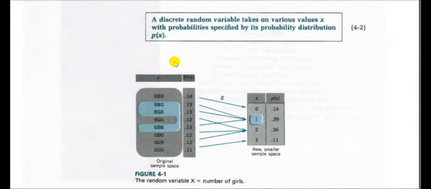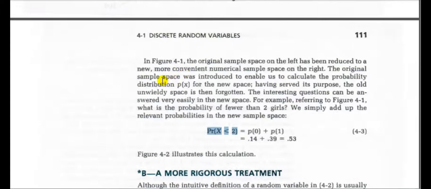So what is that? The probability that x is less than 2 is the probability that x equals 0 or 1. And what is that? 0.14 plus 0.39. And why do we add them? Because they're mutually exclusive, that means we can add them. So it's the probability of 0 plus the probability of 1. This plus this is 0.53.